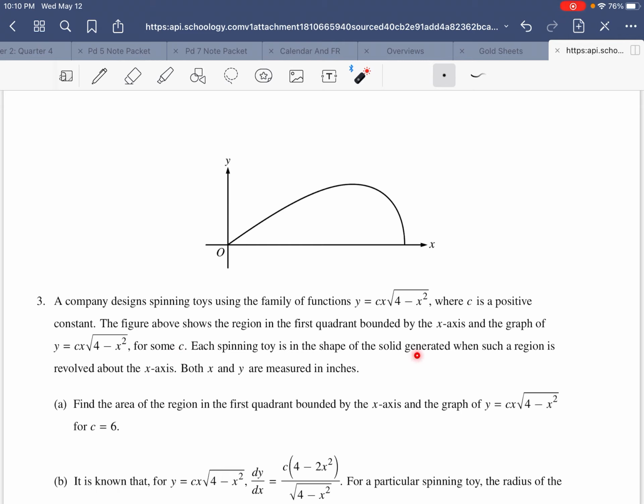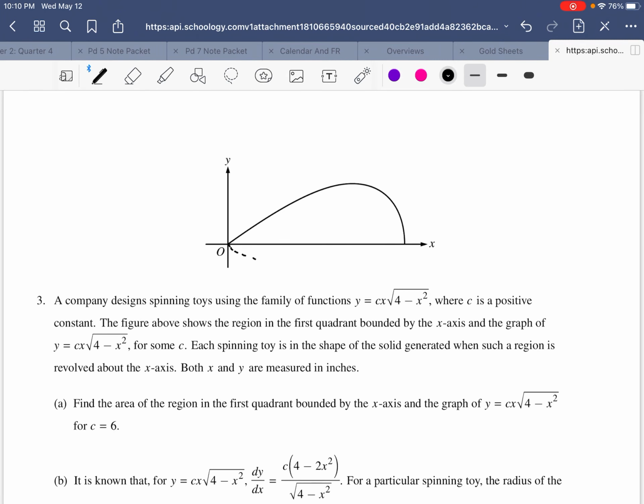Each spinning toy is in the shape of a solid generated when such a region is revolved about the x-axis. Both x and y are measured in inches. So just so you can get a visual as to what's going on, this region right here is revolved around the x-axis, and I'm not going to make it come down that much because I don't want it to cut into my equation, but it's a solid, and it's revolving around, and it's a spinning toy. Part A. I would guess that part A is worth 4 of your 9 points.